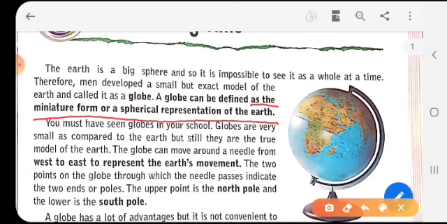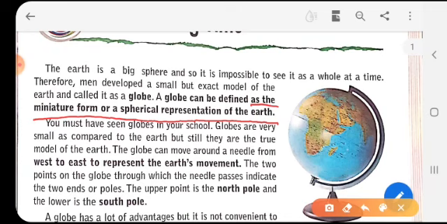So children, you must have seen globes in your school and you can see that globes are really very small as compared to the earth. On this planet earth where you are living, the globe is comparatively a small object or a small model of the earth. The globe can move around a needle from west to east to represent the earth's movement.